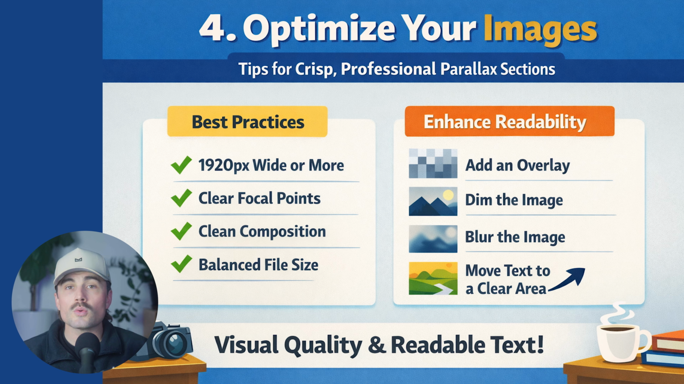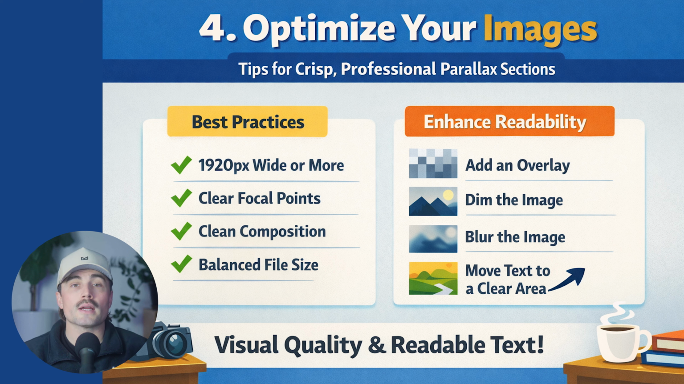Shoot for at least 1920 pixels wide, clear focal points, clean composition, and you want to balance file size and performance. So Wix is pretty good at optimizing images, but massive files can still slow down your site. And a slow site, especially a slow homepage, kills your user experience. So use compressed images if possible. You want them to load fast, but not look blurry.